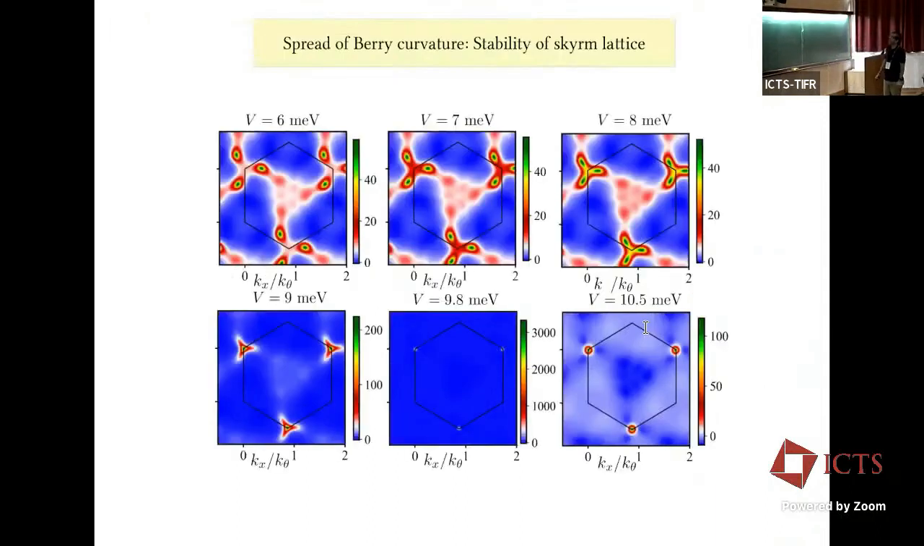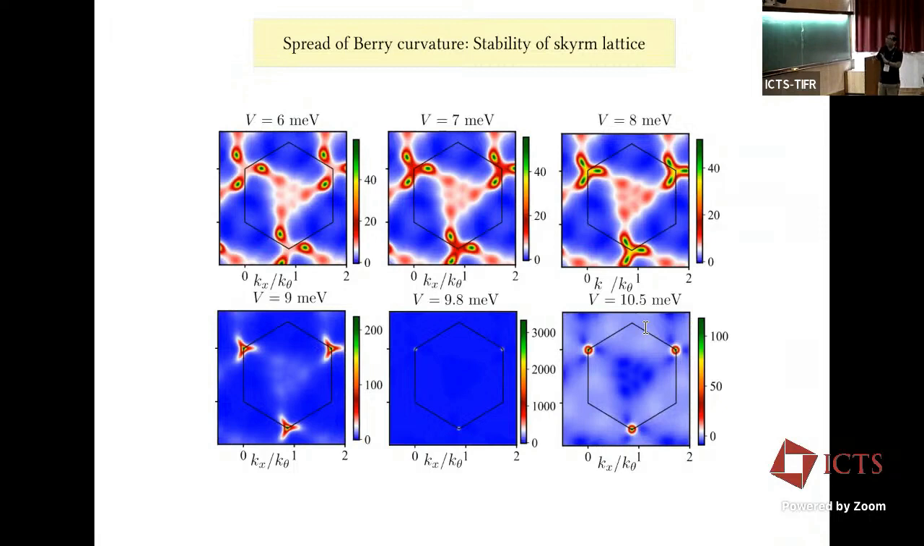All right, this is about Berry curvature. This is something one has to keep in mind. Skyrmions are supported in situations where the Berry curvature is spread out. So if a Berry curvature is highly localized, the skyrmions are not going to be well supported.